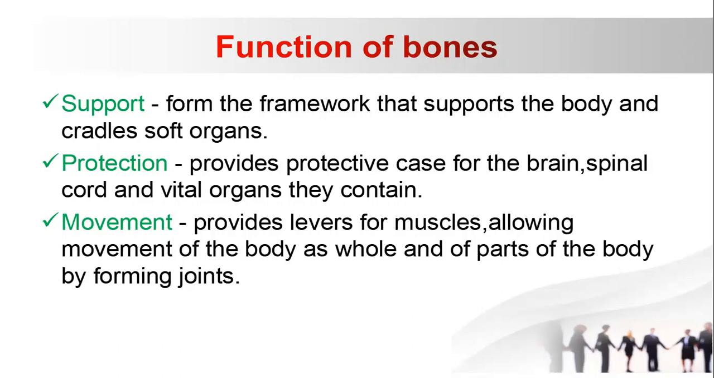For the brain, we have the cranial bones; for the spinal cord, we have the vertebral column, which protects it; and for the vital organs they contain, we have the ribs, which protect the heart, lungs, and other organs. Also the pelvis protects other organs of the body. Movement: bones provide levers for muscles, allowing movement of the body as a whole and of parts of the body by forming joints.